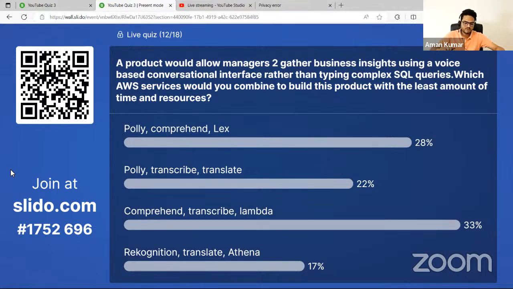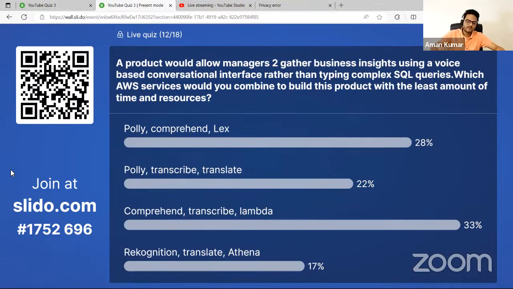Comprehend, I told you what that is. Transcribe, I told you. Lambda is event-based firing of some event based on something else. Okay, that is what Lambda does. I have created a detailed video on Unfold Data Science. You can watch that. Here we are not doing anything event-based, so Lambda is not an option, and also there is no mention of speaking in option 3. There is no mention of talking in option 3. So option 3 is not right here.